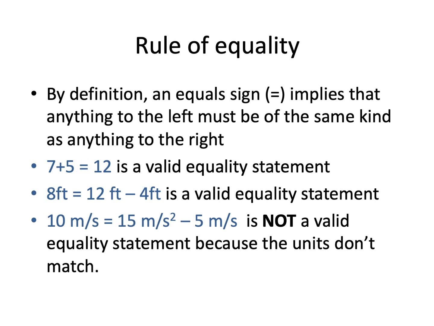I've got this number plus that number is equivalent to that number. That is the same. If I say that 8 feet, now I've got a unit here, 8 feet is equal to 12 feet minus 4 feet, that is also a valid equality statement, because I've got the same kind of thing on the left, that's feet, as I've got on the right, also feet. But if I say 10 meters per second is equal to 15 meters per second squared minus 5 meters per second, that's not a valid equality statement, because the unit here, meters over second squared, is not the same as meters over second on either side of the equation. All the units in an equation must match.